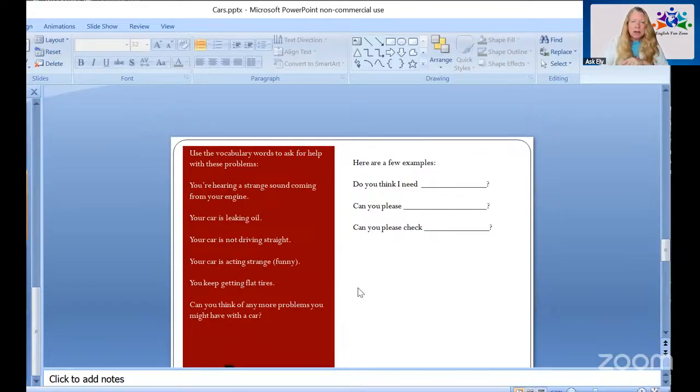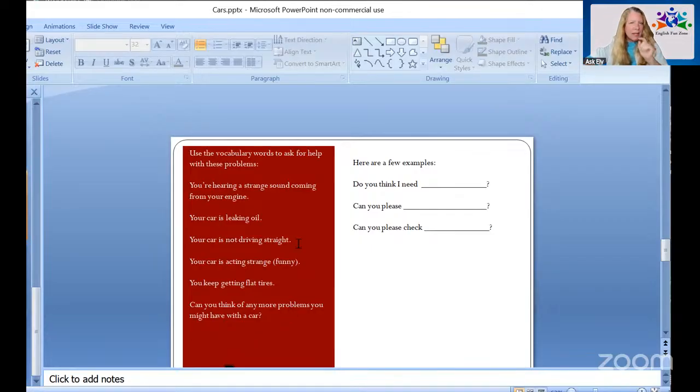Your car is leaking oil. What should we use? My car is leaking oil. Do you think I need? Can you please check? Right. So if I say, my car is leaking oil, I might say, can you please check what the problem is? Can you please check why it's doing that? Why is it doing that? Can you please check why it's doing that? Okay, next one.